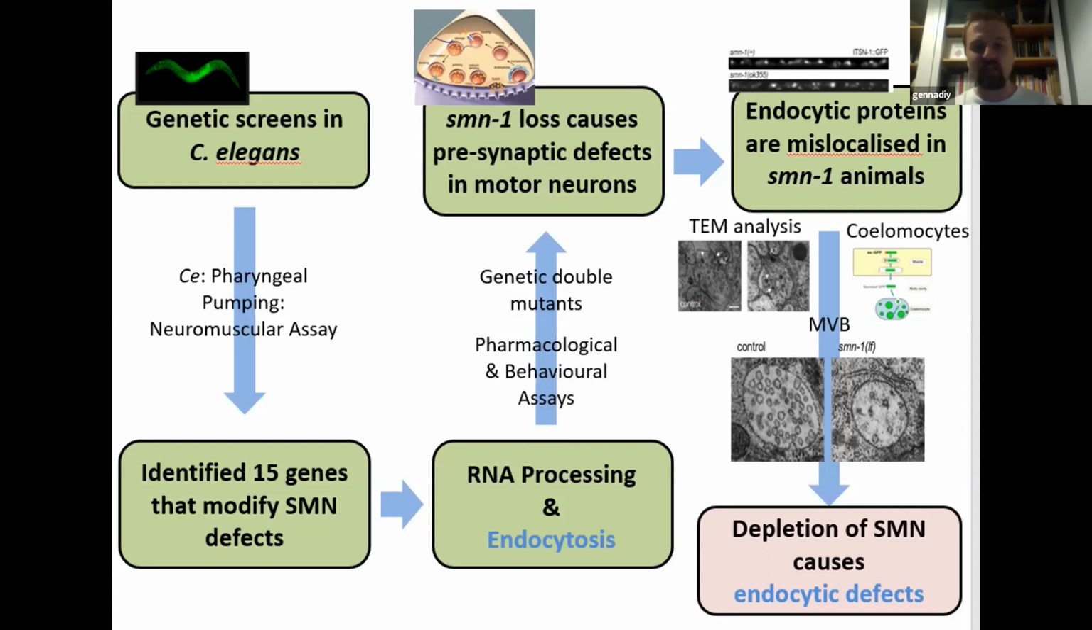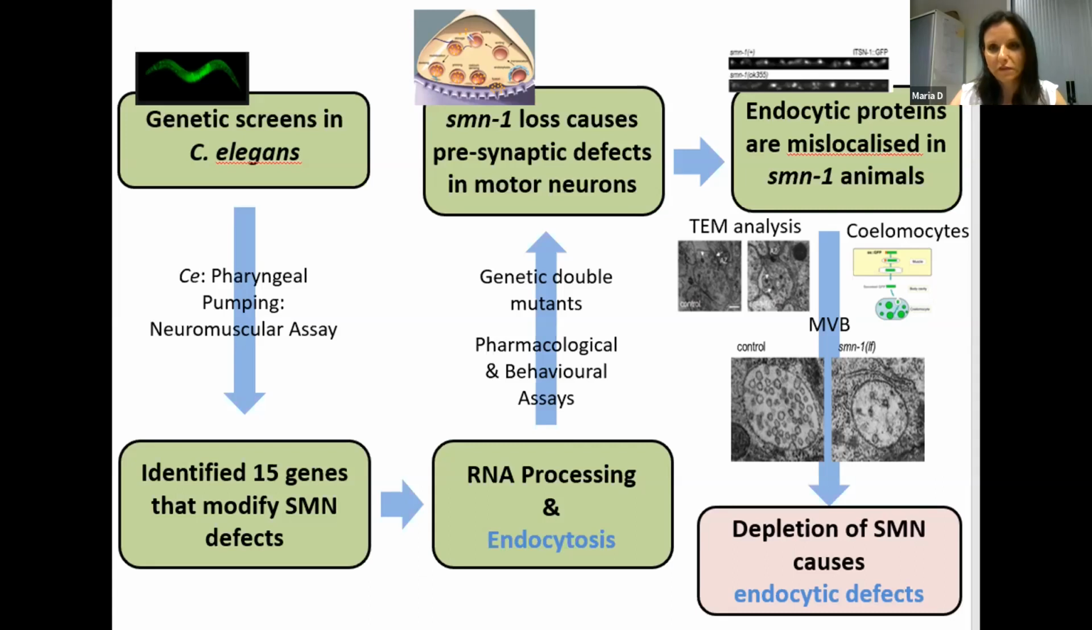Other interesting thing I've spotted. You were talking about modifiers, the SMA modifiers. Didn't you say you identified 15 genes that modify SMN defects? Are these 15 different genes translatable to humans as well? What I'm saying is, these modifiers you observe in C. elegans, are they present in humans?